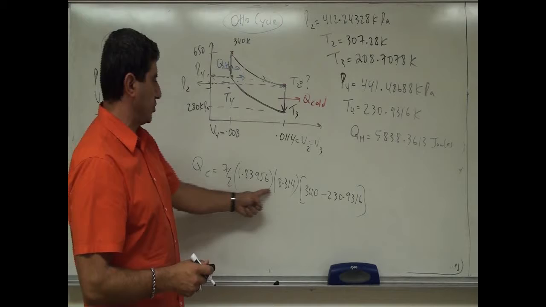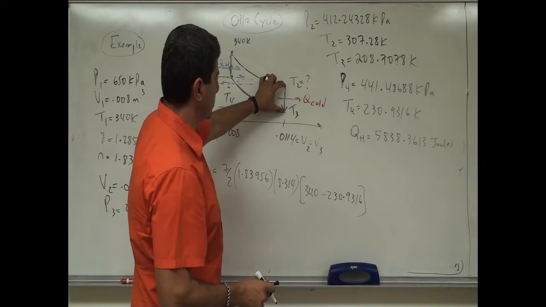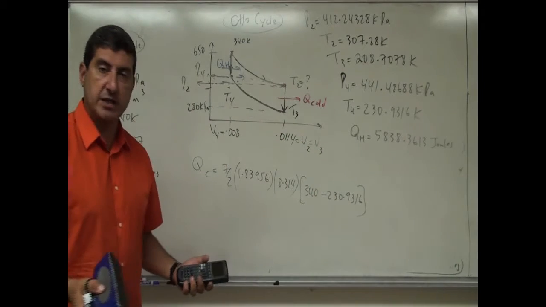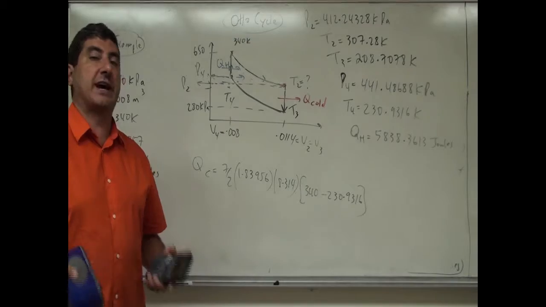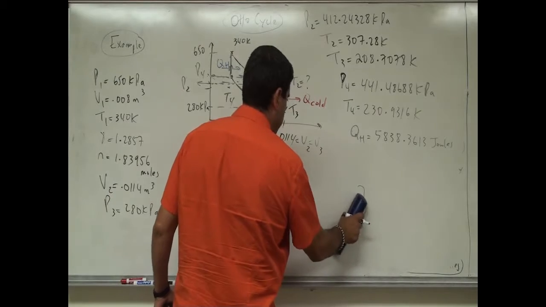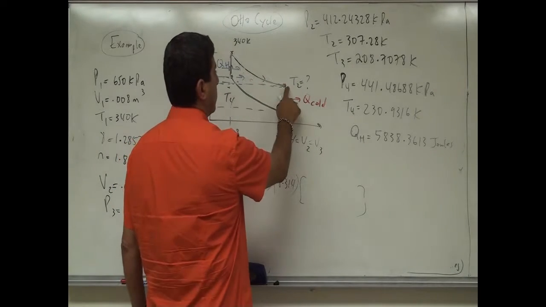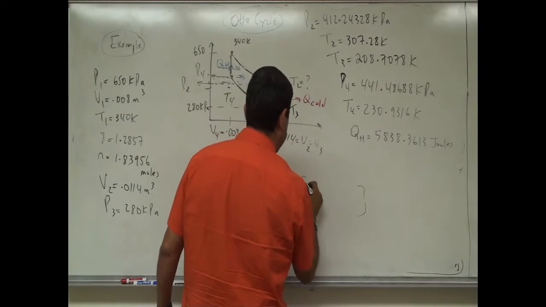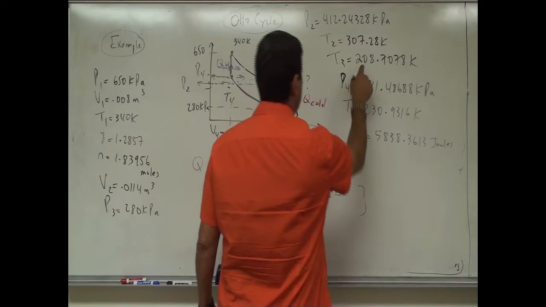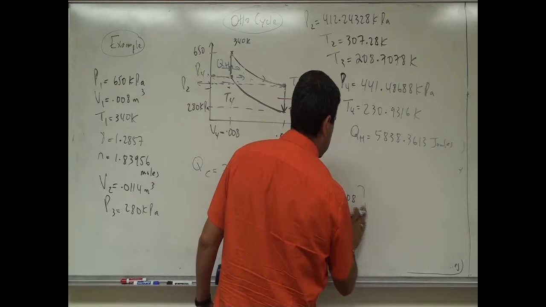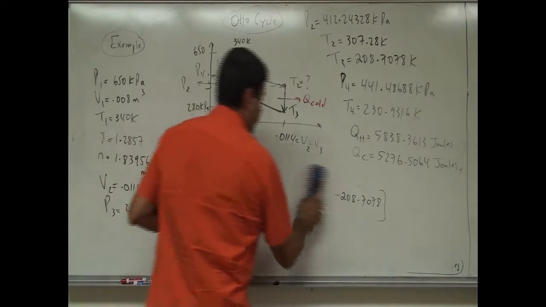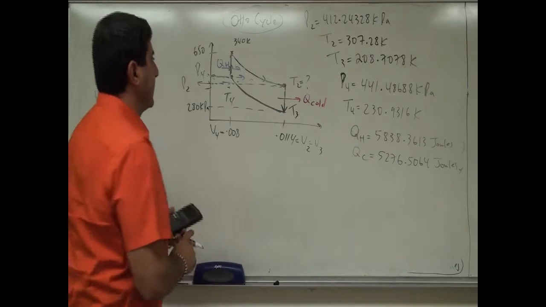Okay, Q cold. So you just use 7/2, 1.8, 8.3, and then take the difference in temperatures of these two, T3 minus T2. Of course it's going to be negative, but usually when we write down Q cold, we just write down its absolute value, even though we know that it's negative. So we're going to subtract the temperature T2, which is 307.28, minus the colder temperature T3, which is 208.7078.